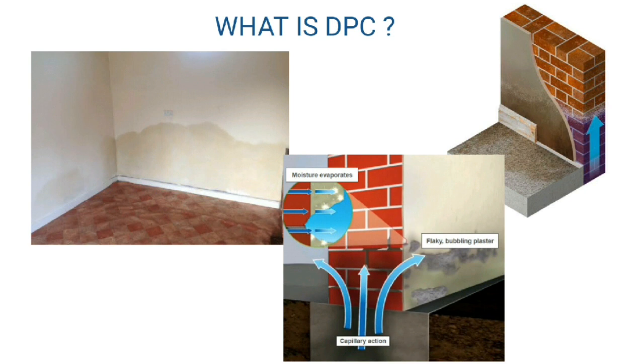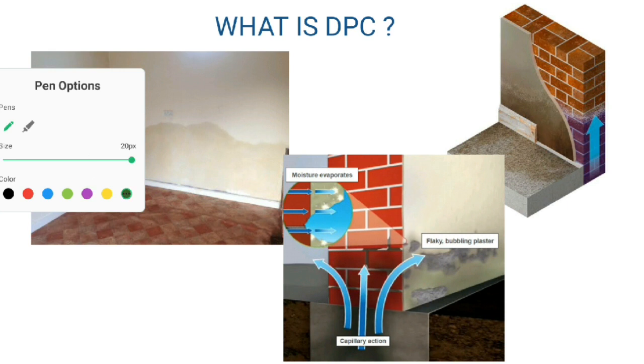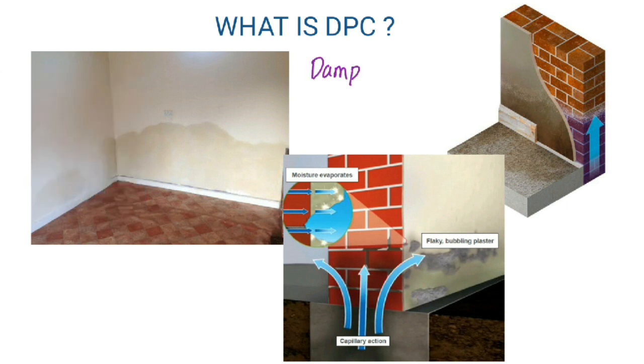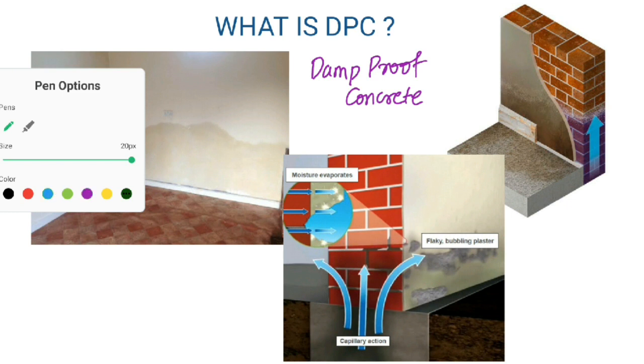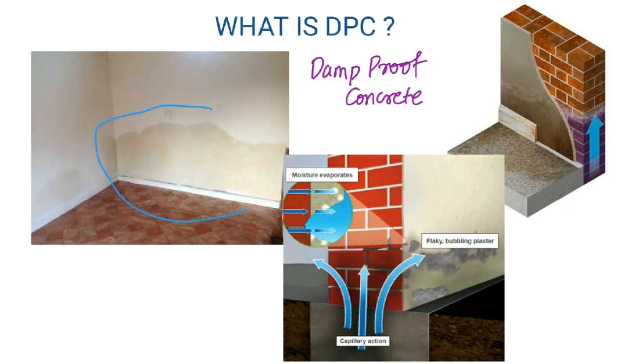So what exactly is DPC? It is a type of concrete which we use to avoid capillary rise or moisture in the superstructure. We call it damp proof concrete. The full form of DPC is damp proof concrete, which is used to avoid capillary rise. Especially in this figure, you can see a capillary rise in the wall. That means there is moisture on the superstructure, that is, on the wall.